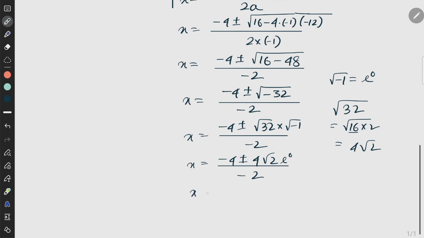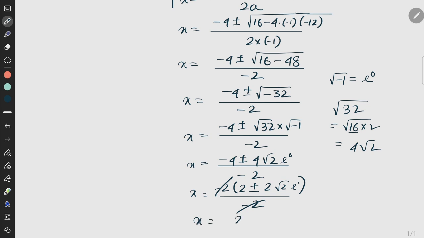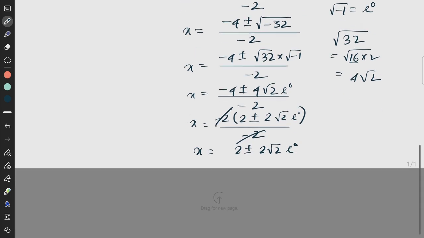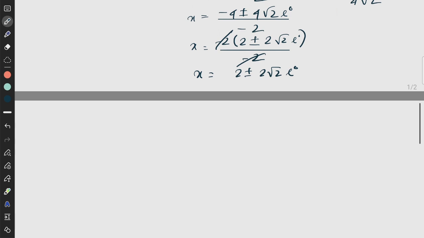Next, take common minus 2 in numerator and denominator: minus 2 is 2 plus or minus 2 root over 2 i, by minus 2. Cancel minus 2. Therefore, the value of x equals 2 plus or minus 2 root over 2 i. We can write this as x equals 2 plus 2 root over 2 i and 2 minus 2 root over 2 i.